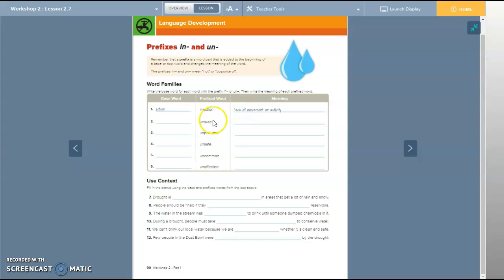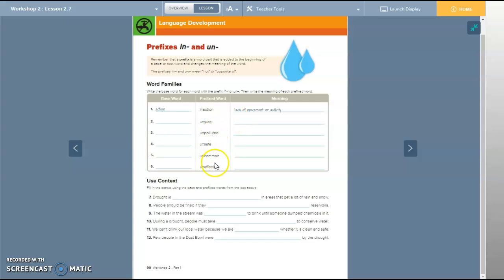Now we have the word unsure. What would the base word of that be? Probably sure, right? So you would write sure right here, and you would write what you think the definition of unsure means. We know, once again, that un and in mean not or opposite of. So if you're unsure, that means that you are not sure about something. You're not 100% okay with something if you're unsure.